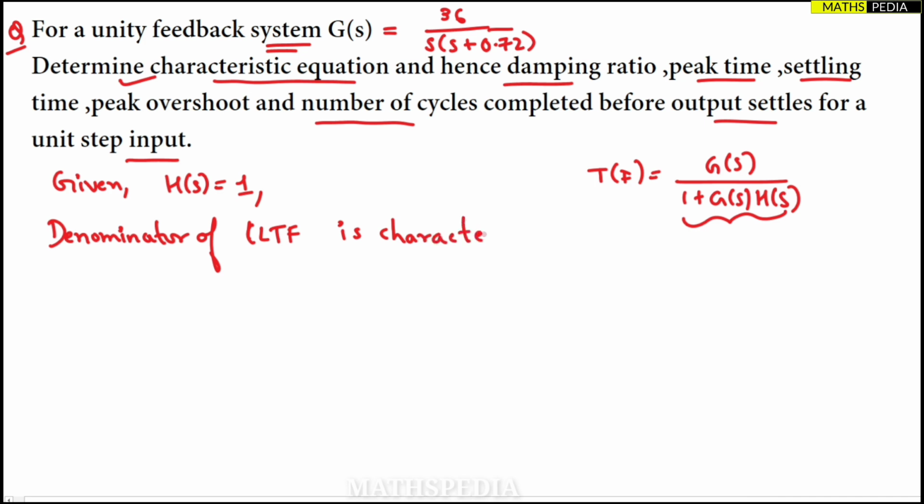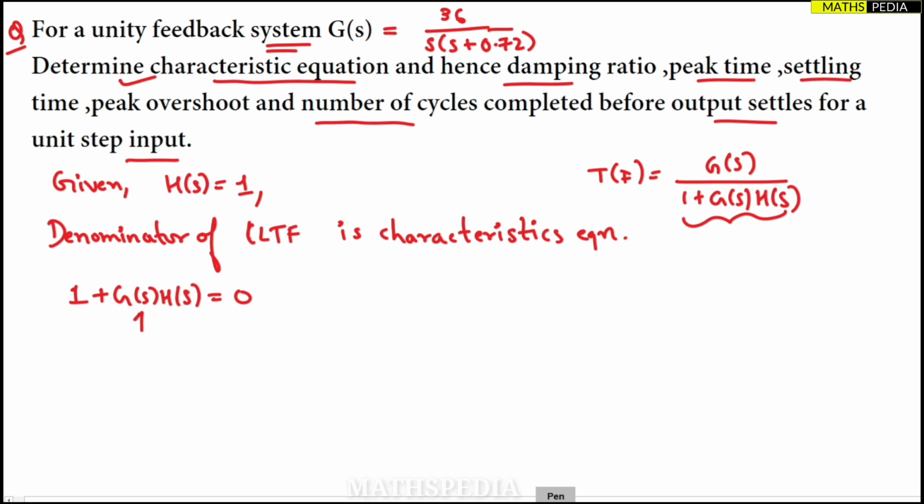Equation means always you have to put an equal to sign. So you will write it as equal to 0. So equate this denominator to 0. Characteristic equation, so let me just write. That is given by, characteristic equation is nothing but 1 plus G(s) into H(s) equal to 0. Always equal to 0 because this is the equation. So always the equal to sign will come.